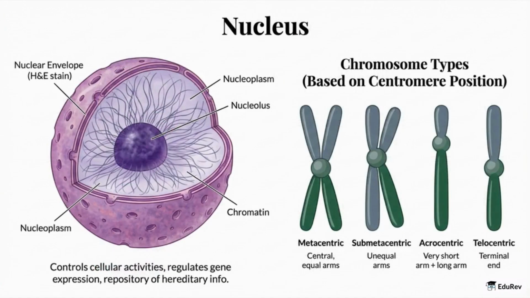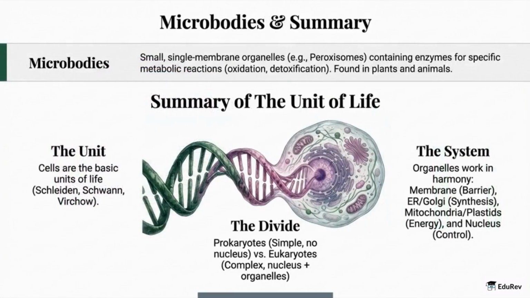The nucleus is the control center of the eukaryotic cell. It's bounded by a nuclear envelope with pores, contains nucleoplasm and one or more nucleoli where ribosomal subunits are made, and houses chromosomes. Chromosomes vary by centromere position: metacentric, submetacentric, acrocentric, or telocentric. But all carry the genetic instructions that regulate cellular activity and heredity. Finally, small single-membrane microbodies such as peroxisomes contain enzymes for specialized reactions like oxidation and detoxification.